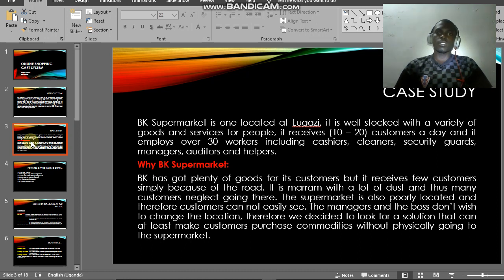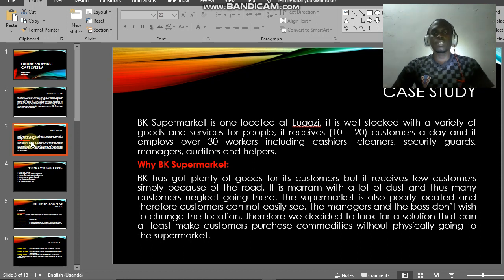And this is the reason as to why I chose the online shopping cart system. VK has got plenty of goods for its customers, but it receives few customers simply because of the road. Actually, the road is poor. It is murram with a lot of dust, and thus many customers neglect going there. The supermarket is also poorly located, and therefore customers cannot easily see. The managers and the boss don't wish to change the location.